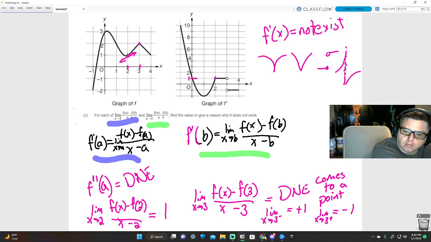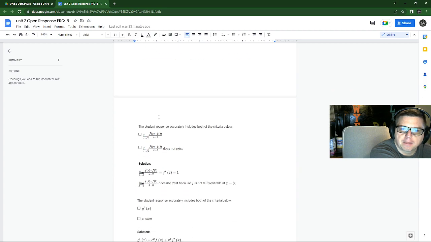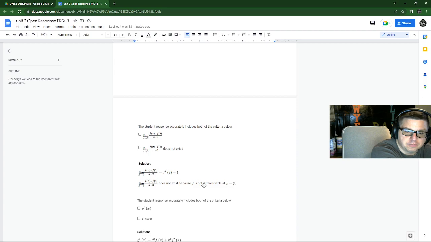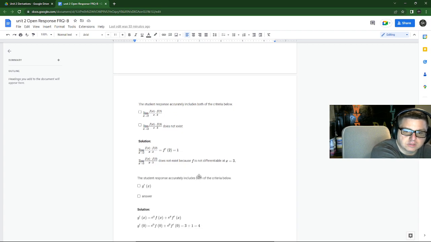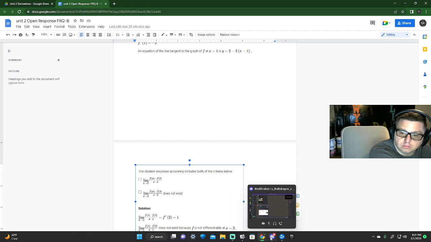Let's real quick, I just want to look at what they say. So the f prime at 2 equals 1, which is what we said. And then the limit does not exist. f is not differentiable at x equals 3. So really their justification was just it's not differentiable at x equals 3. I don't see how ours is any different. I don't think it's going to hurt anything. So I'm okay with that. I'm on board with it.